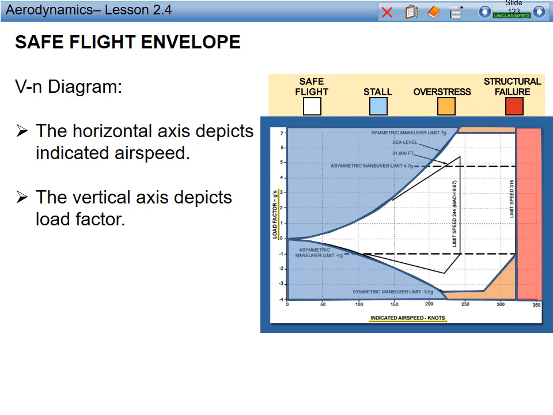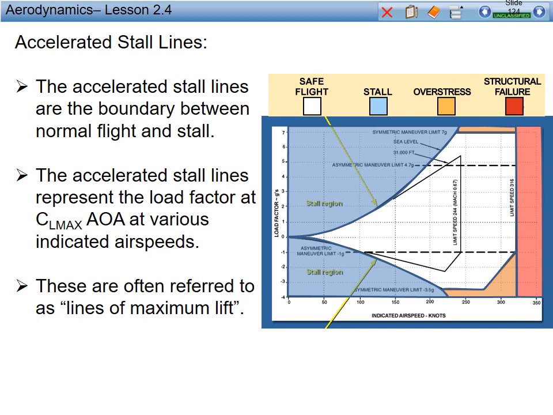Safe flight envelope. The VN diagram. The horizontal axis depicts indicated airspeed, and the vertical axis depicts load factor. As you can see across the bottom, indicated airspeed in knots and load factor in G's. Inside the safe flight envelope are the accelerated stall lines. The accelerated stall lines are the boundary between normal flight and stall. They represent the load factor at CLmax AOA at various indicated airspeeds.